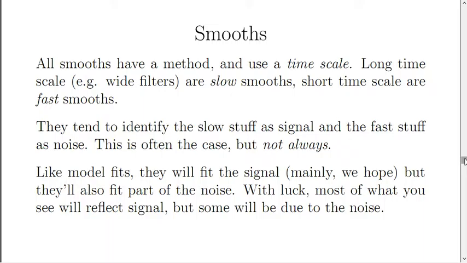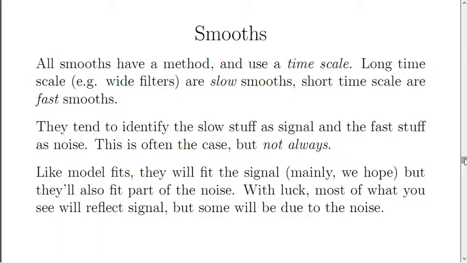All smooths have a method. All of them have a time scale. For a filter, for instance, that's usually the width of the filter. A long time scale, that is to say, associated with wide filters, they're slow smooths. They change slowly, and short time scale smooths are fast smooths.